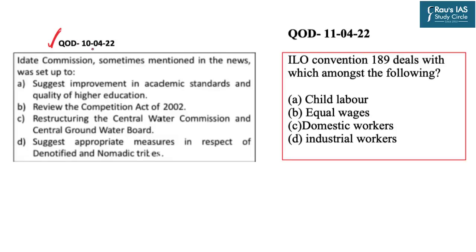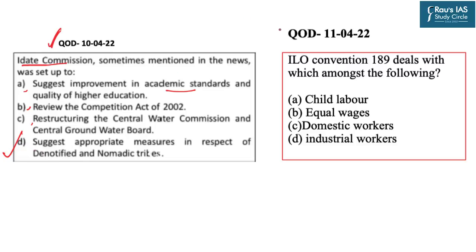The question from yesterday's DNS is in relation to the IDate Commission, and you were asked to find the option which dealt with the IDate Commission subject. Option A was that the commission was set up to suggest improvements in the academic standards and quality of higher education. Option B was reviewing the Competition Act of 2002. Option C was restructuring the Central Water Commission and Central Groundwater Board. And option D was suggesting appropriate measures in respect of the denotified and nomadic tribes. So yes, option D is the correct answer.